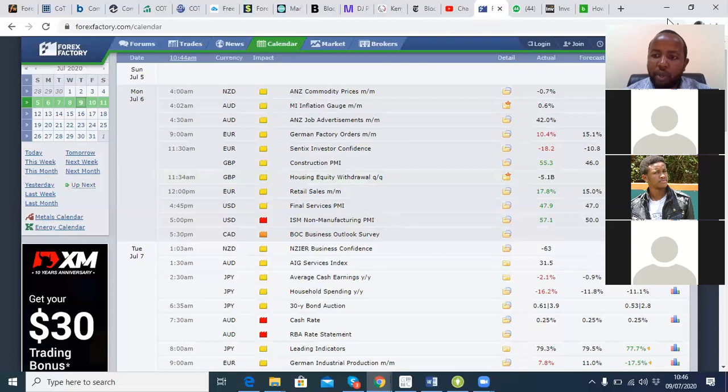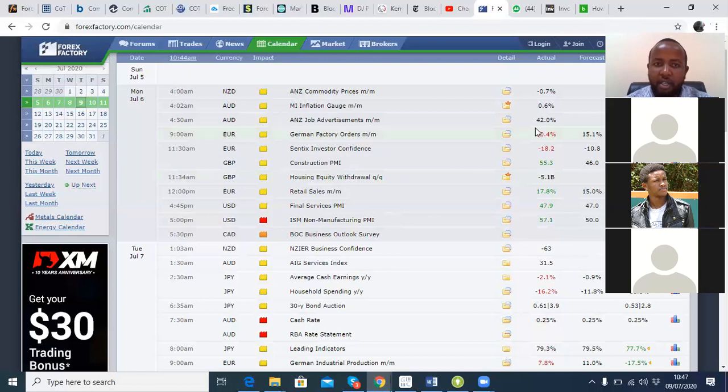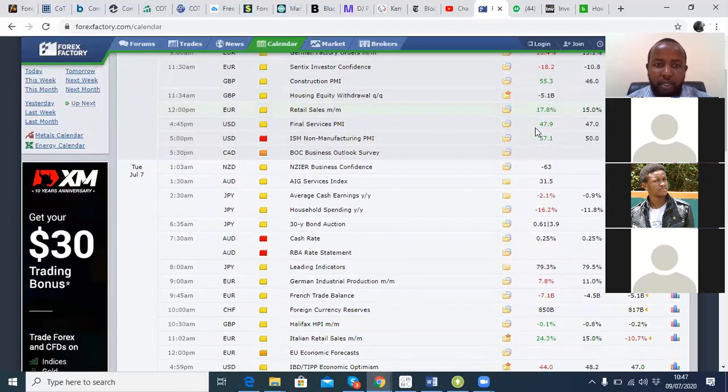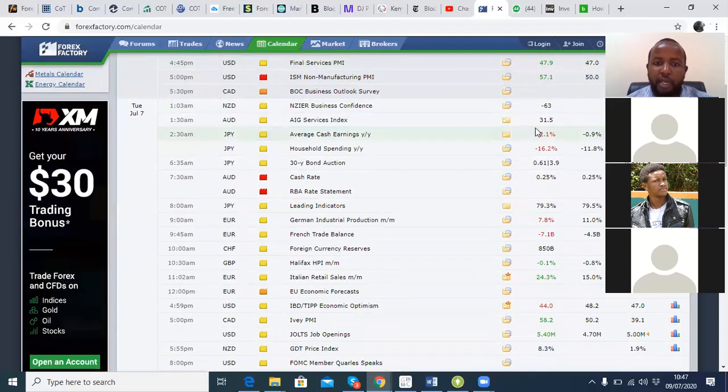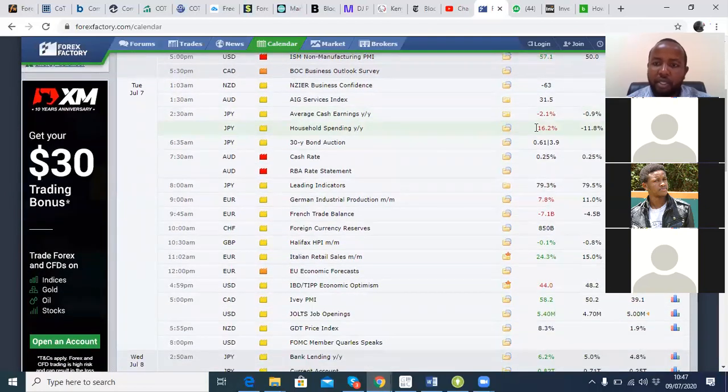The previous was 46.7, the forecast was 47.0. No, it was 45.4, 50, and then the actual was 57.1. So basically, ISM manufacturing, that is what it's all about. Then that was Monday the 6th, and then we have Tuesday. Today we had the cash rate or RBA statement. Basically, it's the interest rate for the AUD, the Australian dollar currency.